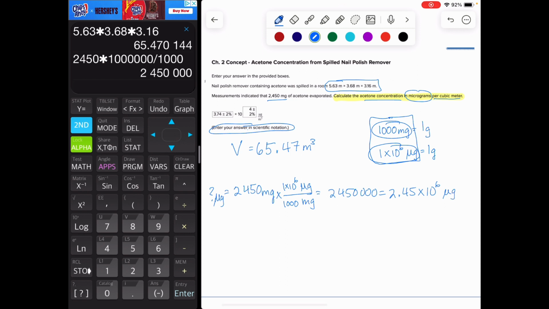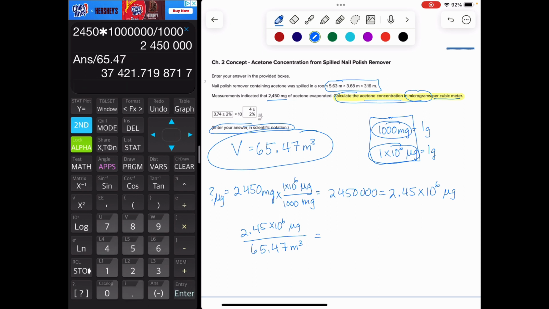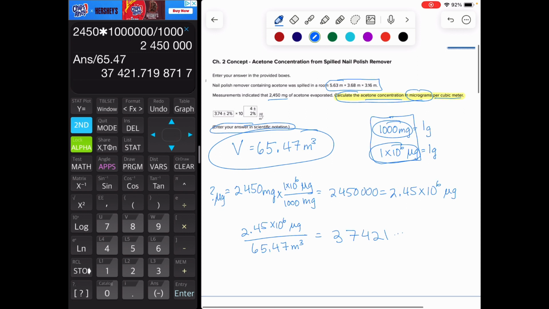All right, so now let's calculate the concentration in micrograms per cubic meter. So it will be that many micrograms divided by that many cubic meters. Let's see if I can punch it in right. And that's all there is to it. So divided by 65.47 equals, I get 37,421, and so on. Again, more significant figures than I need, but this is micrograms per cubic meter.